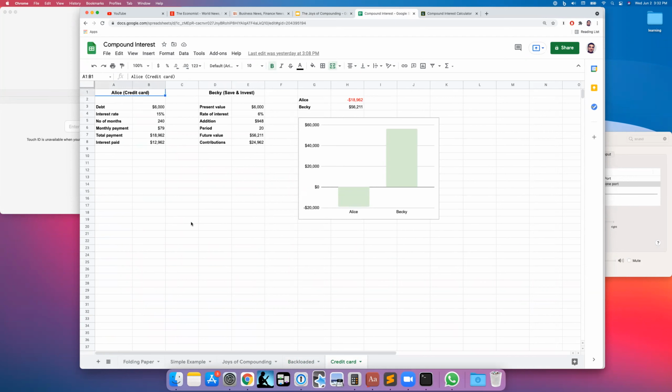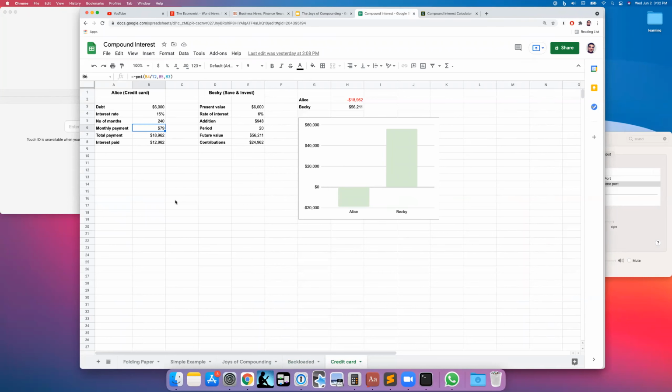So here is Alice. Alice has a credit card debt of say $6,000. Alice is paying an interest of 15%. I just took 15%. And let's pretend, because in real life nobody is going to do this, 240 months. 240 months is what, 20 years, right? I just took it as an example. So if Alice keeps a $6,000 debt continuously on her card at 15% for 20 years, every month Alice is going to pay how much? $79, right?